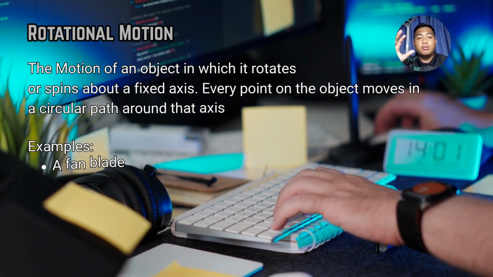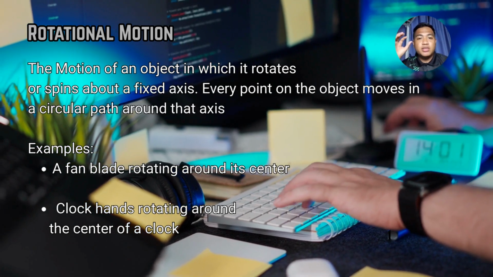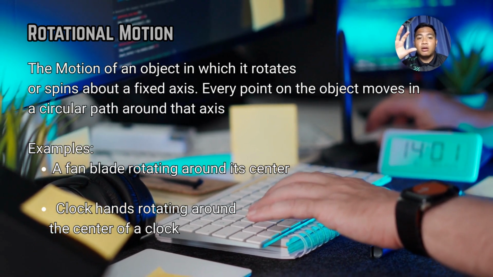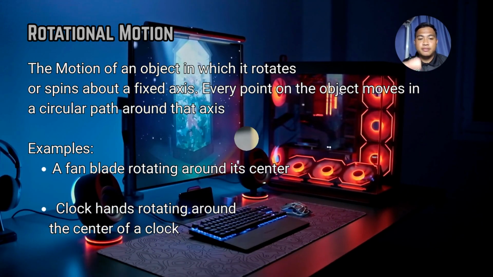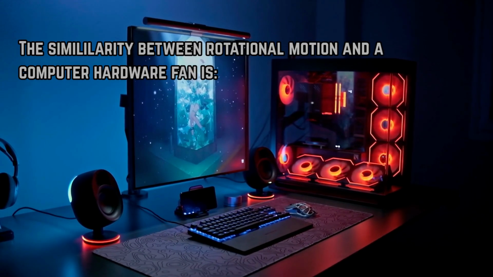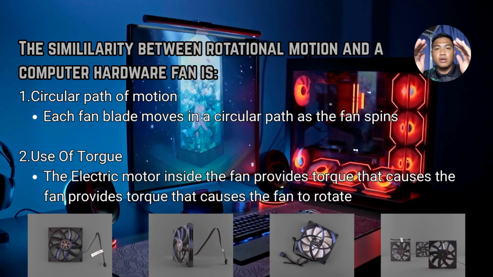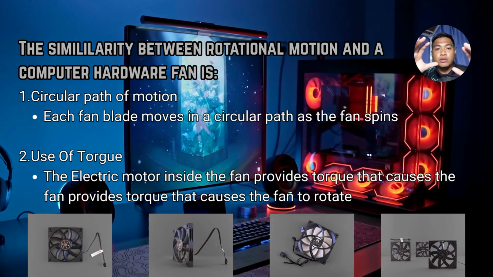Rotational motion is a motion of an object in which it rotates or spins about a fixed axis. Every point on the object moves in a circular path around that axis. Example, a fan blade and clock hands. The similarity between rotational motion and a computer hardware fan is the circular path of motion and the use of a bulb.